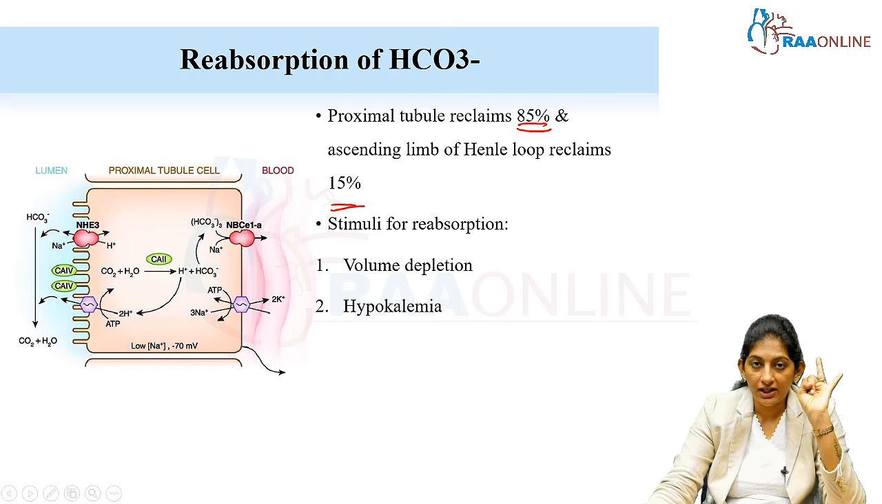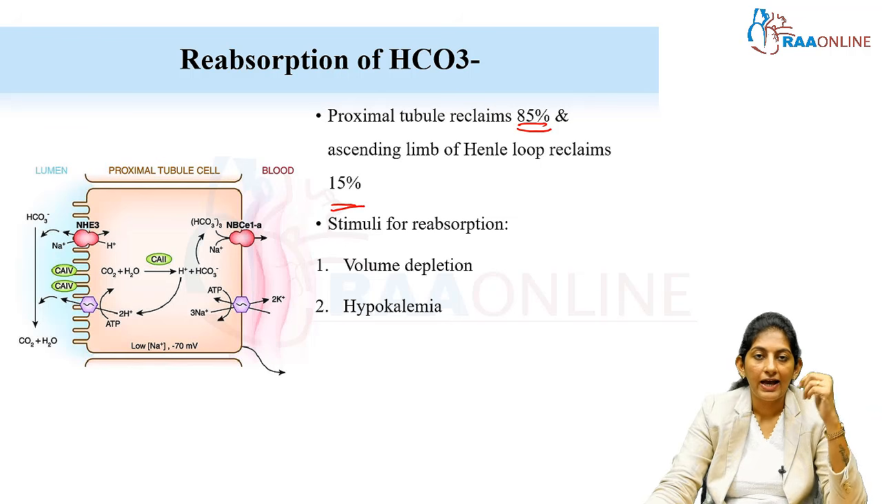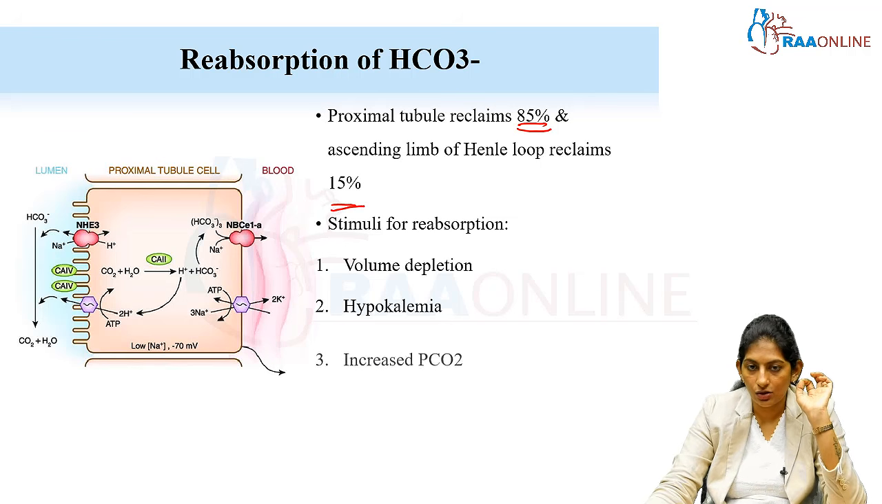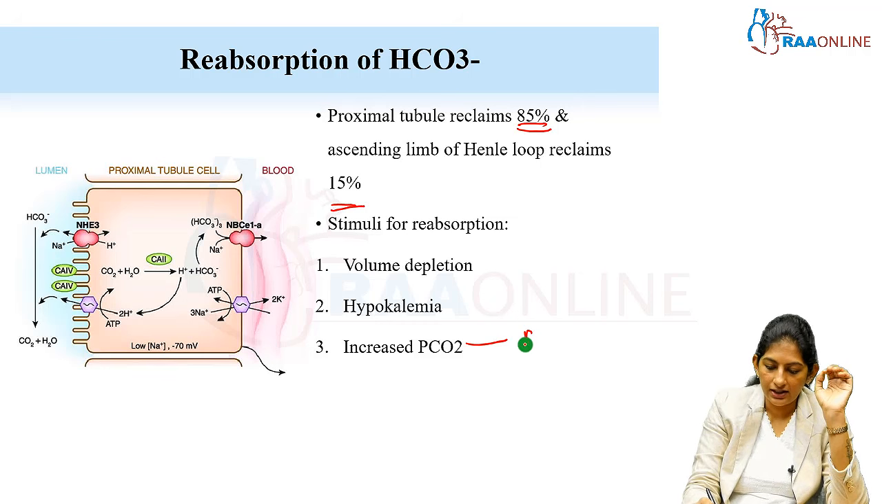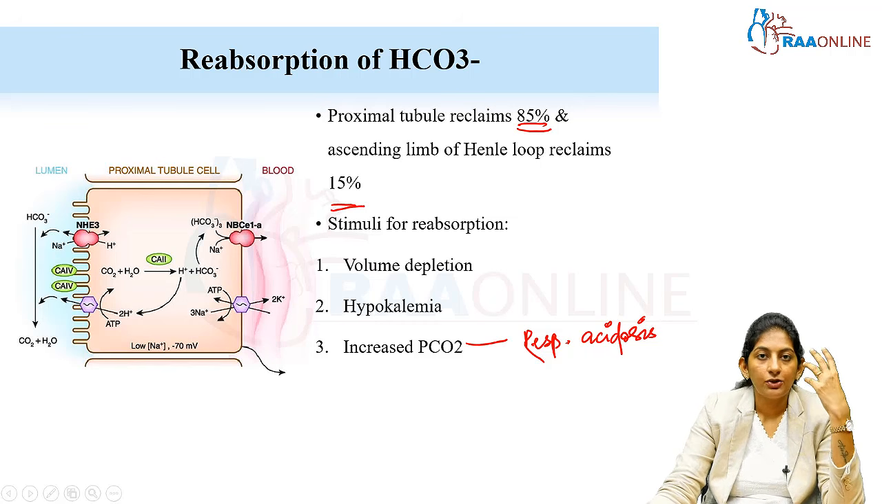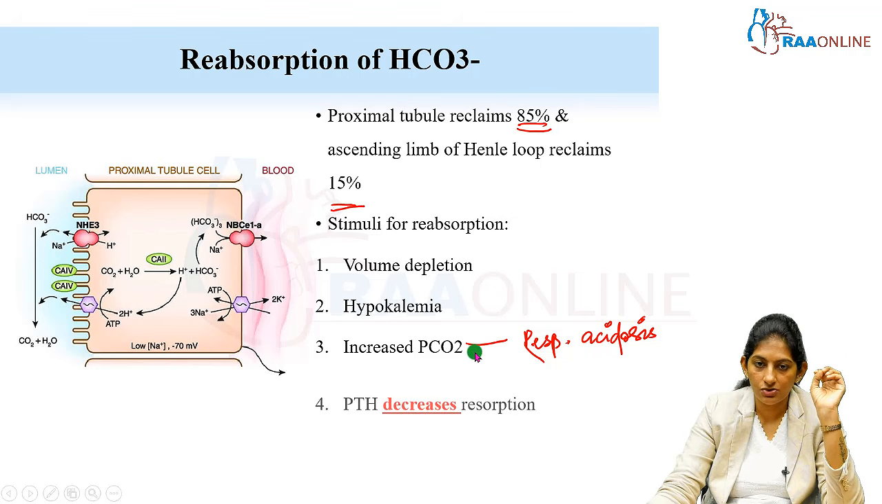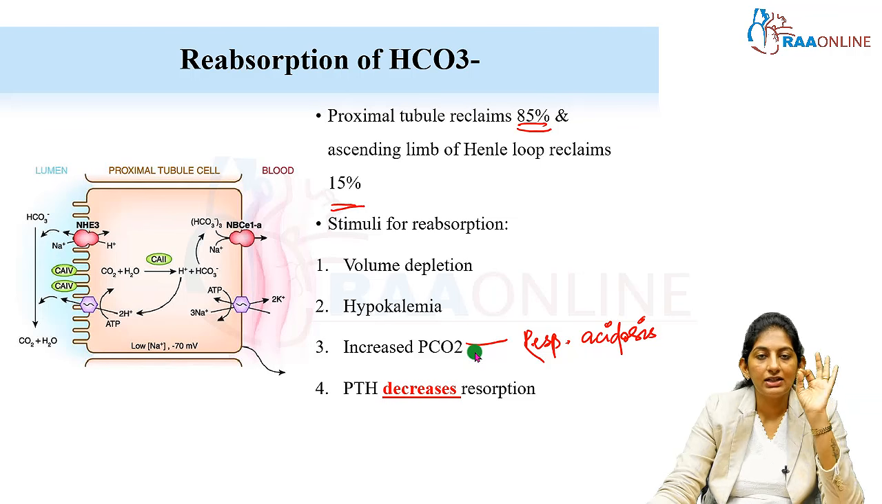Next, hypokalemia. It is just the opposite for hyperkalemia. Whenever we have hyperkalemia, there is acidosis. When we have hypokalemia, there is metabolic alkalosis. Increased PCO2, in a condition like respiratory acidosis: the kidney will try to conserve and reabsorb bicarbonate as a compensation for respiratory acidosis. Parathyroid hormone will decrease the reabsorption, so hyperparathyroidism will have acidosis, and hypoparathyroidism will be associated with alkalosis.